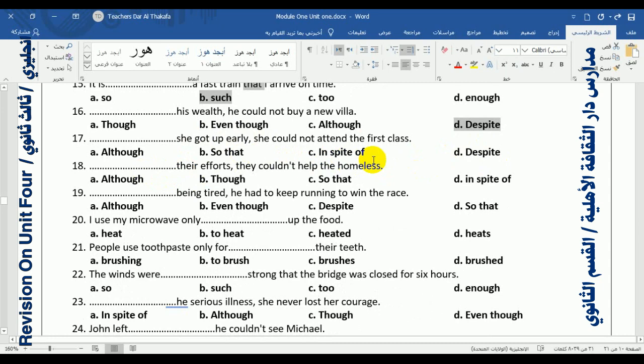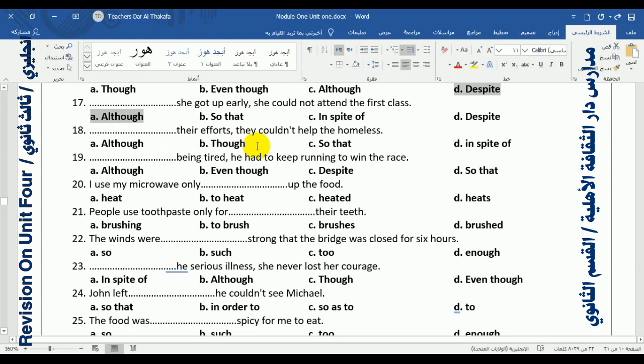Although, so that, in spite of, or despite: she got up early, she couldn't attend the first class. Since I have a complete sentence here, "she got up early", I can't say in spite of or despite, because what follows is a sentence. So: although she got up early. Although, though, so that, or in spite of their efforts, they couldn't help the homeless. In spite of, because "their efforts" is a noun here. So your correct answer is in spite of.